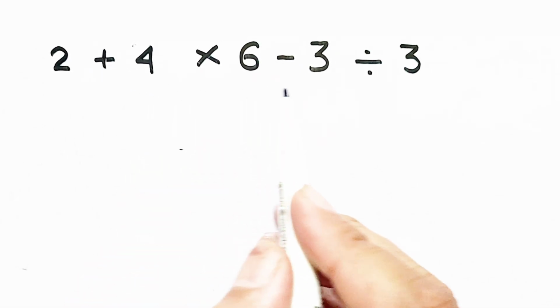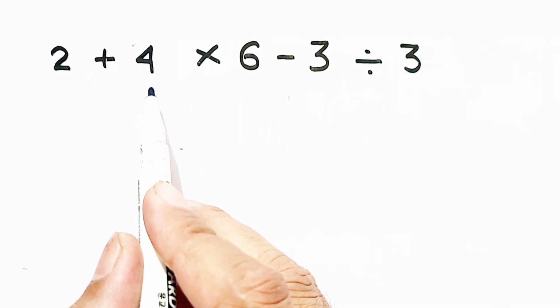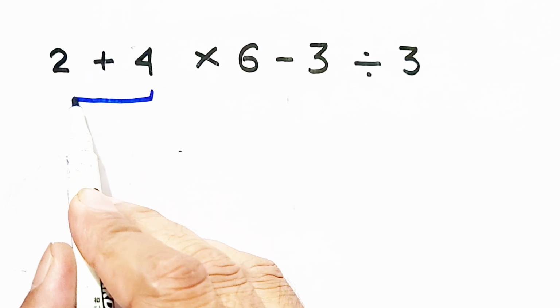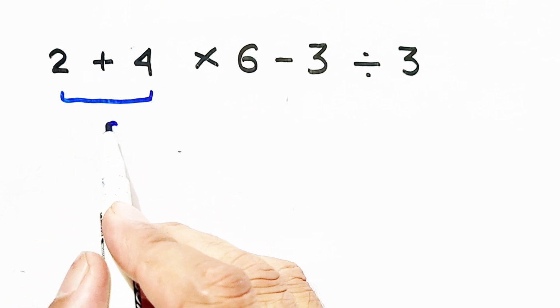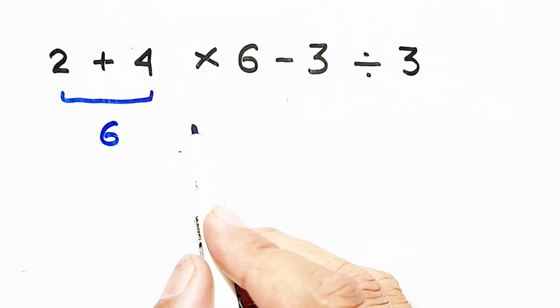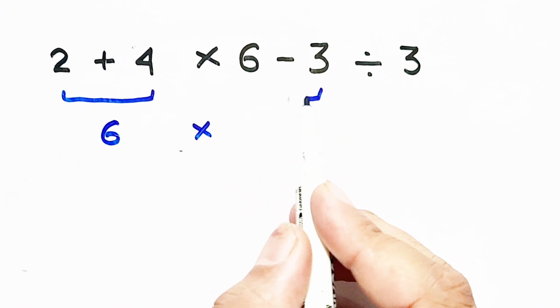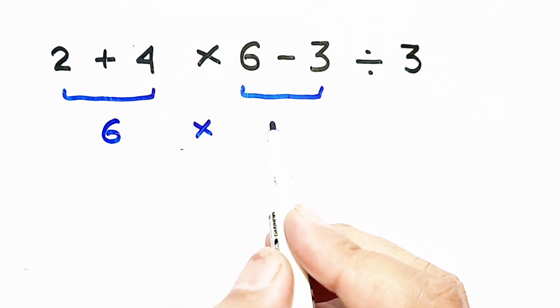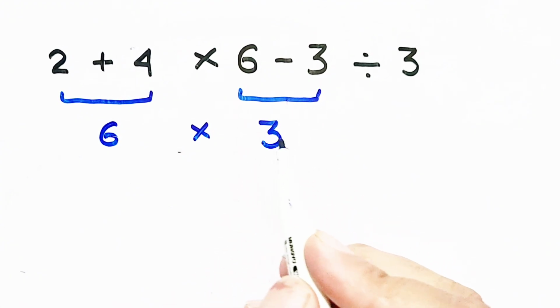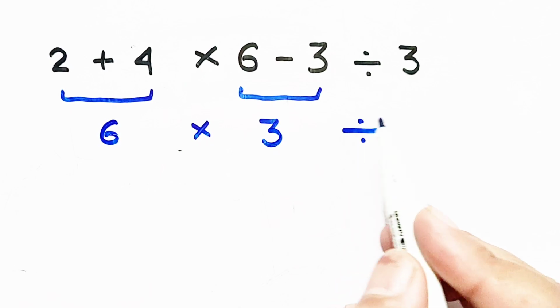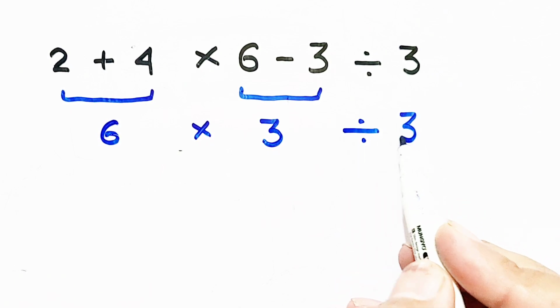Most people solve this question in the wrong way. 2 plus 4, they will get 6. Similarly, 6 minus 3, they will get 3. Divided by 3 will be as it is.